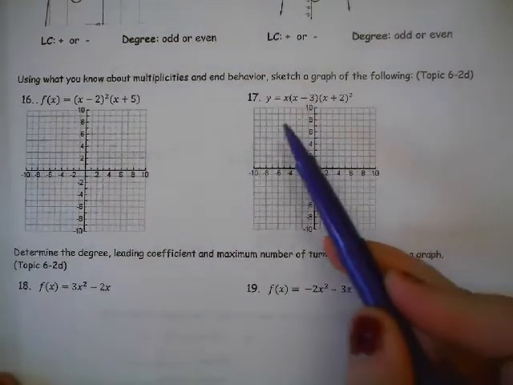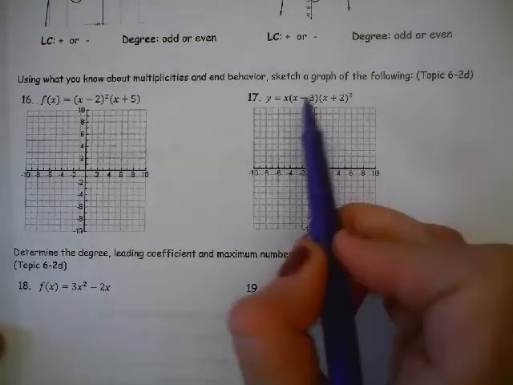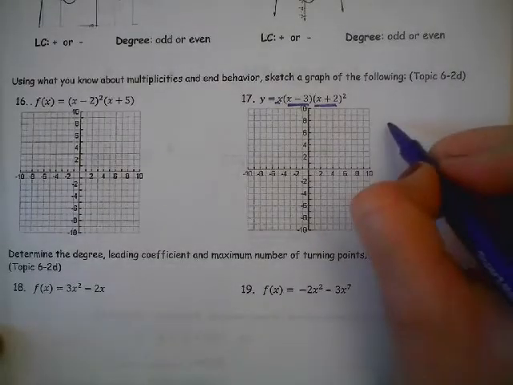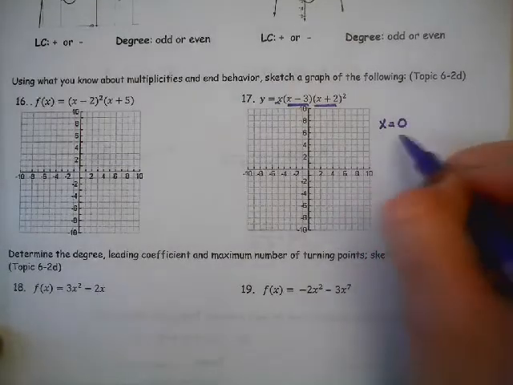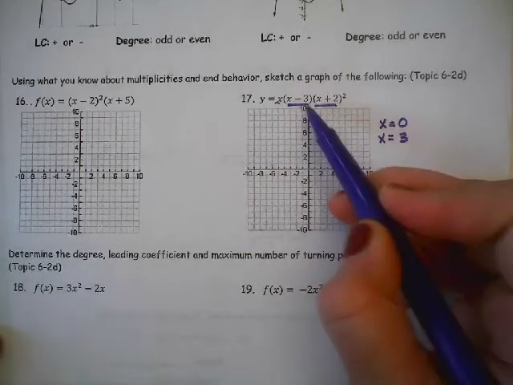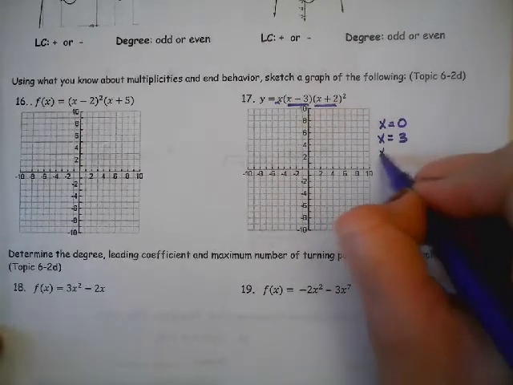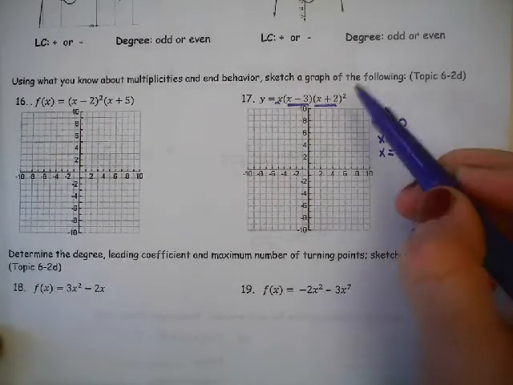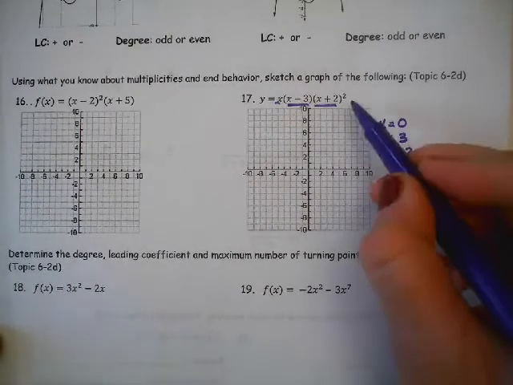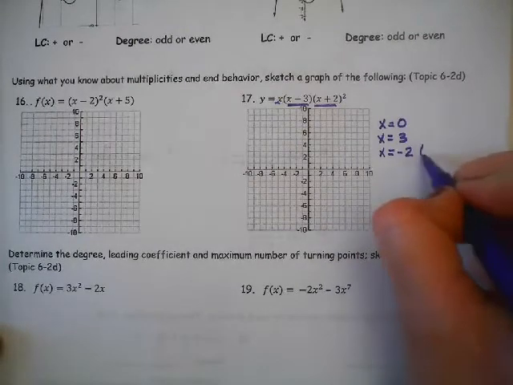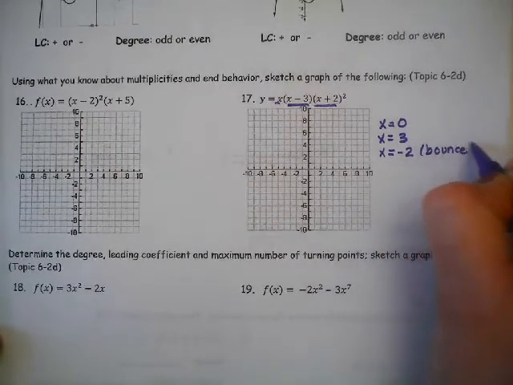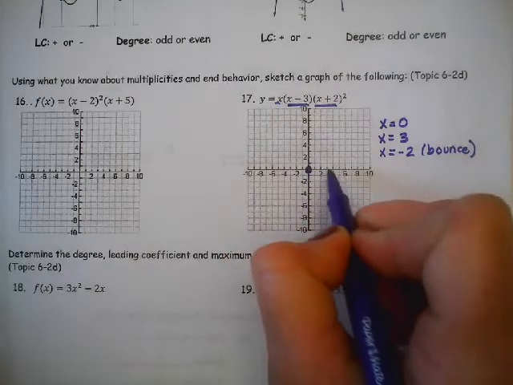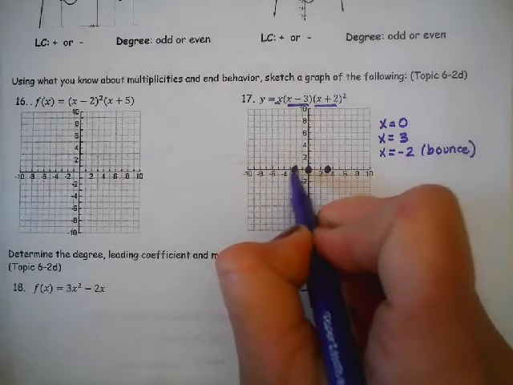The first thing I notice is that this is all in factored form. So if I set each of these factors equal to 0, I would get my x-intercepts. My first x-intercept would be 0. If I set my next factor equal to 0, I'd get 3. And if I set my third factor equal to 0, I'd get -2. Something I notice about -2 is that factor happened twice. So it has a multiplicity of 2, which means on the graph it's going to bounce off. I'm just going to put these 3 dots on here: 0, 3, and -2.